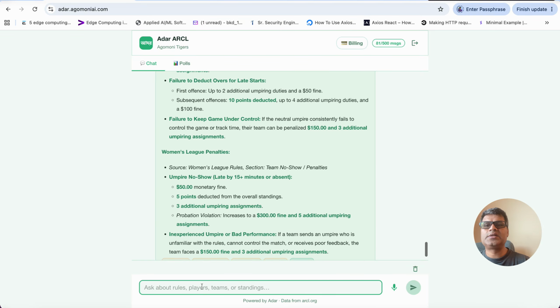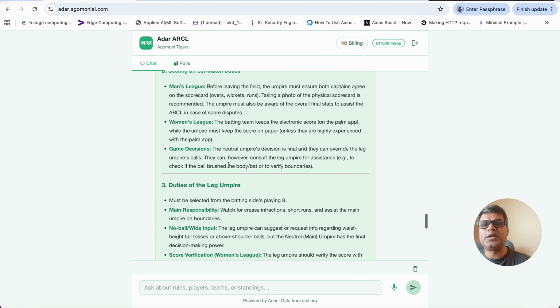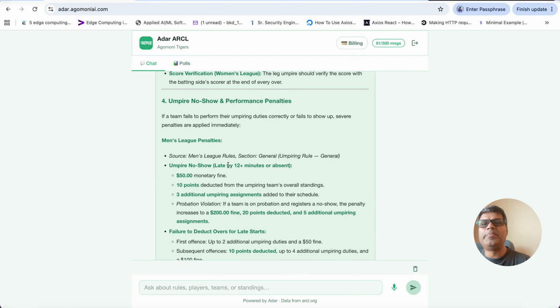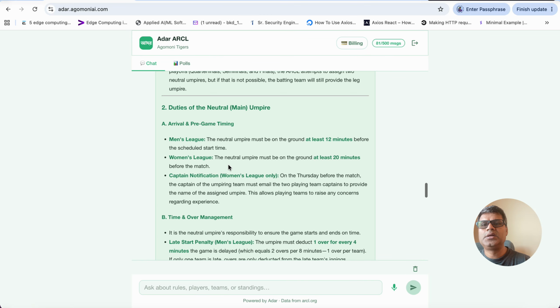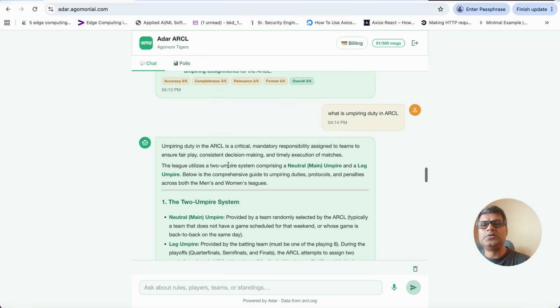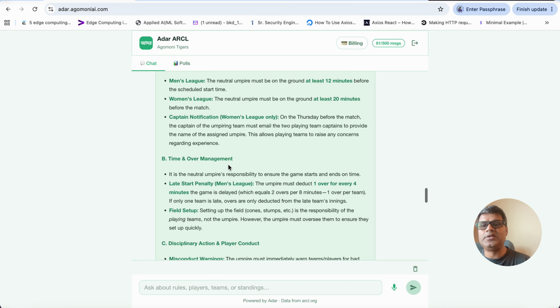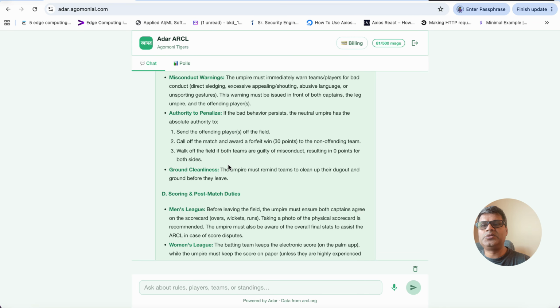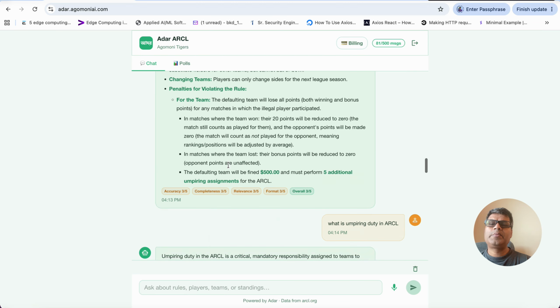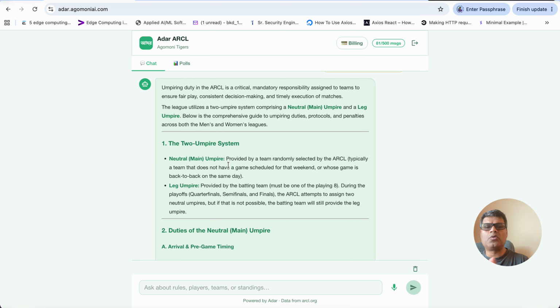There are a few other things there. It finds out a lot of things for umpiring, right? Umpire no show performance penalties, disciplinary action, duties of a normal umpire, two umpire system, neutral leg umpire. It explains everything, right? Time management, scoring. Basically, I've seen the contents of these things and you can justify them. I'm pretty sure, I'm confident. That's why I checked the entire responses that it gives.